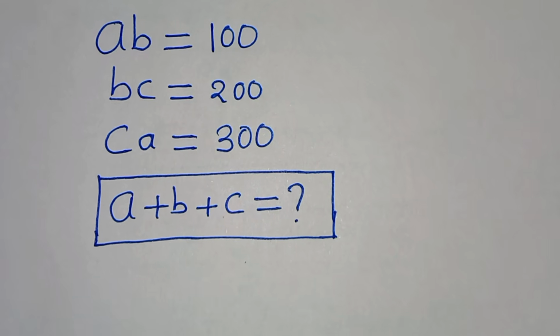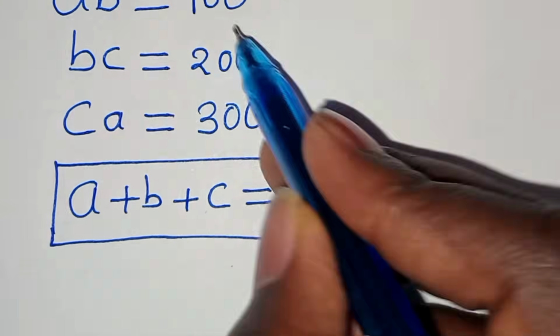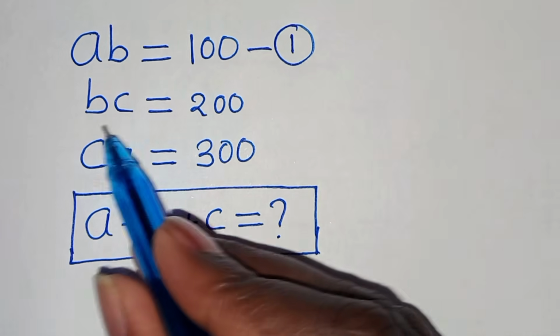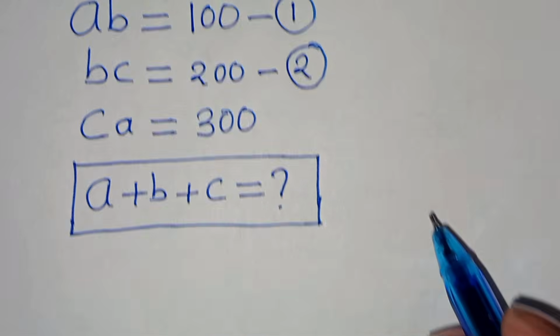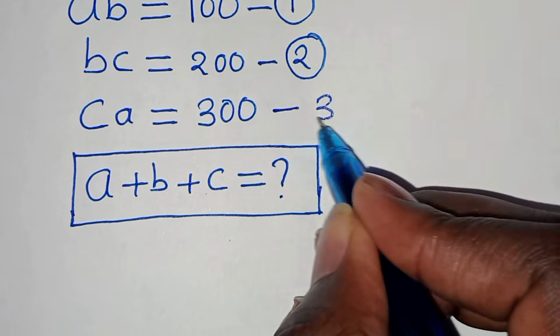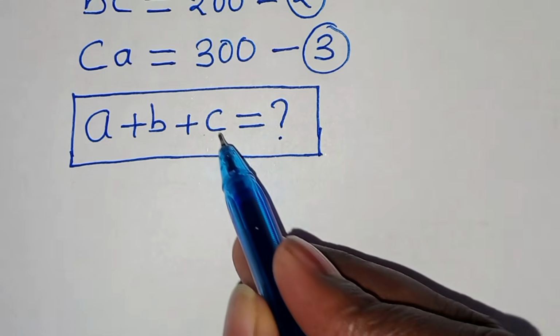Hello everyone, you're welcome to solve this nice algebra problem, which is a times b, this is equal to 100. Let's call this equation 1. B times c, this is 200. Let's call this equation 2. And c times a, this is equal to 300. Let's call this equation 3. So what is the value of a plus b plus c?